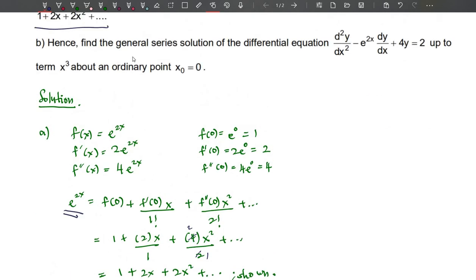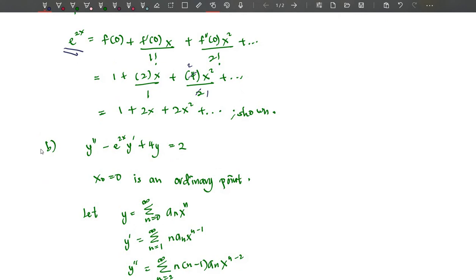For B, hence, find the general series solution of the differential equation. This one is y double prime. I prefer to rewrite it in terms of this because it is much easier for me. Plus 4y equal to 2. So the equation is y double prime minus e^(2x) y plus 4y equal to 2. We need to solve until the term x cubed, which means we just need to find until a3 about an ordinary point x naught equal to 0.